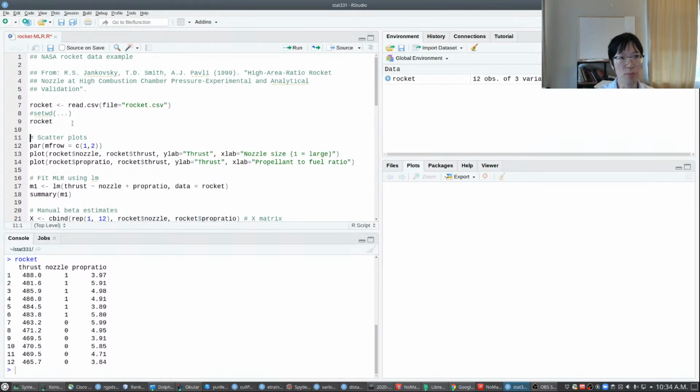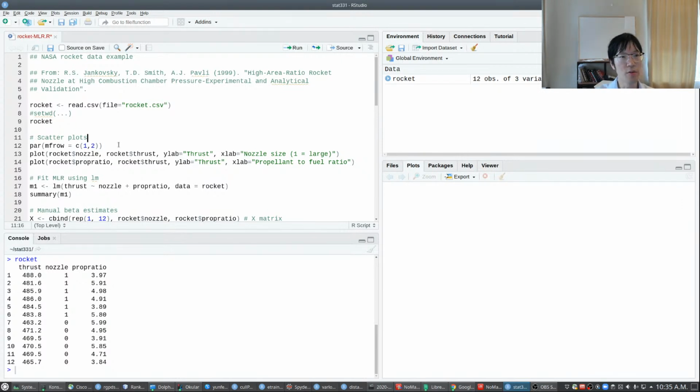Okay, so when we did simple linear regression, the first thing we did before fitting any models is to plot the data. And so here, we should again plot the data. Now, of course, once you have multiple variables, it's not as straightforward to plot x versus y. And in fact, generally, we'd have to do it one variable at a time. So that's what I'm doing here. So in terms of scatter plots, I would have to do one variable at a time. So I'm going to do nozzle against thrust and then propellant ratio against thrust.